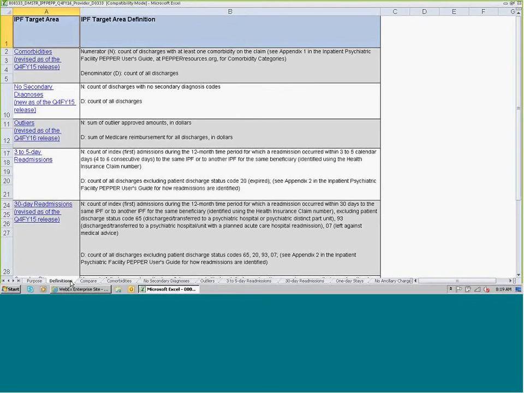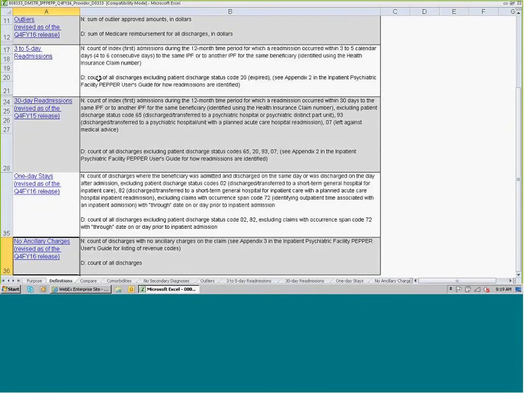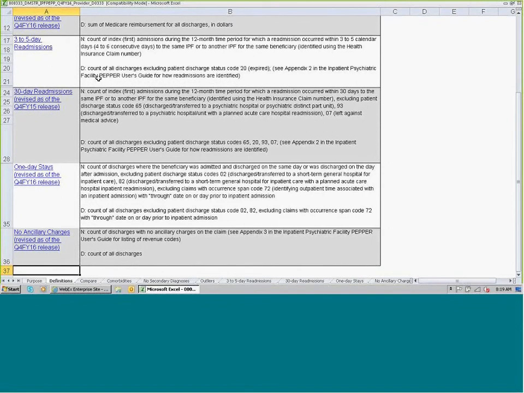The next worksheet down here is the Definitions tab, and we do include this worksheet in the PEPPER as a reference so that you can identify the numerator and the denominator definition for each of the target areas within your PEPPER. Sometimes people are looking at their statistics and they have questions about what the numerator represents or what the denominator represents. So we include the numerator and denominator definition for all of the target areas in this report.